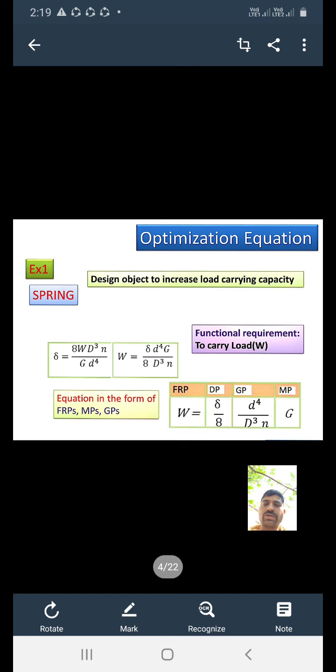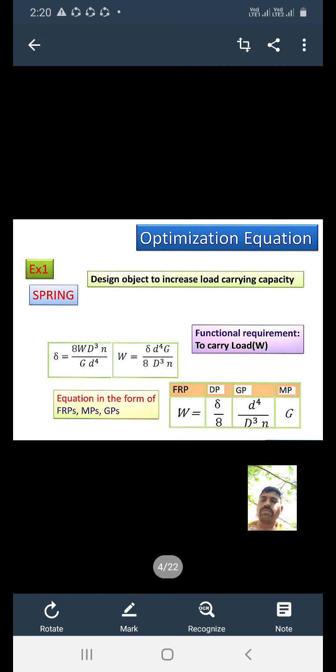There is Johnson's method of optimization, where the equations are given. This is the oldest method of optimization design. We'll see the classification of that design equation. This is a very important part. We take the example of the spring, and we'll see the related formulae.